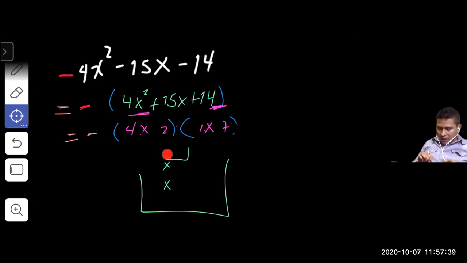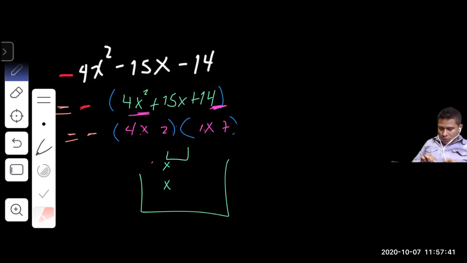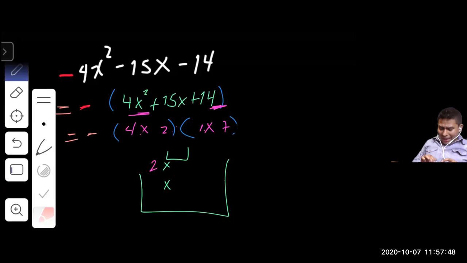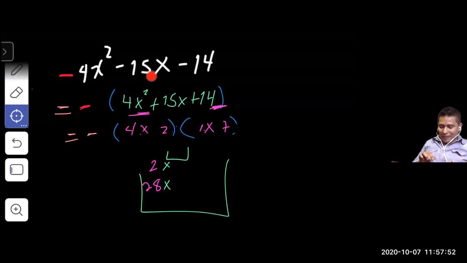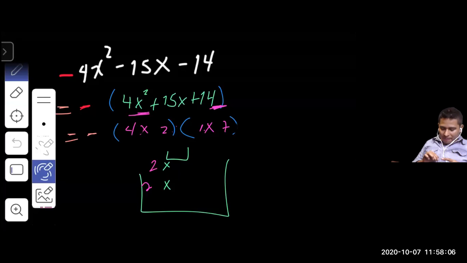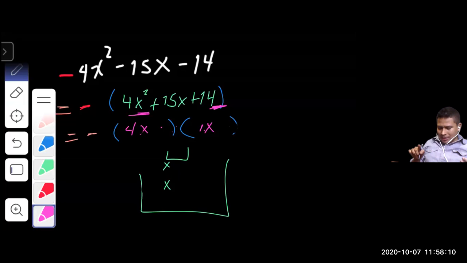Let's see. 2 times 1, 2. The other one, 7 times 4, guys, 28. 28 and 2, guys. Is it possible to get negative 15? No, guys. Okay, 2 and 7, no. What other option do I have? If you change the position of 7 and 2, let's try it. What I did, 2 and 7.